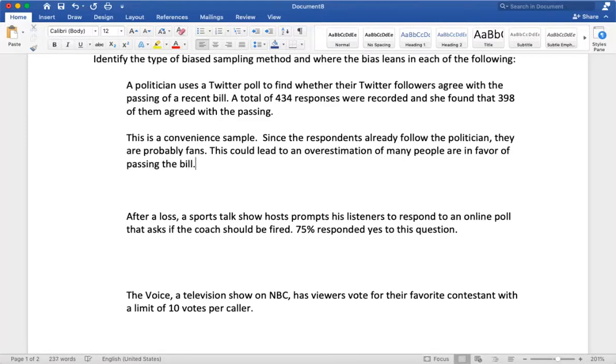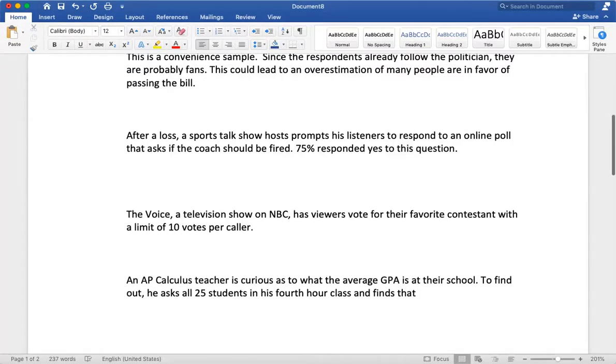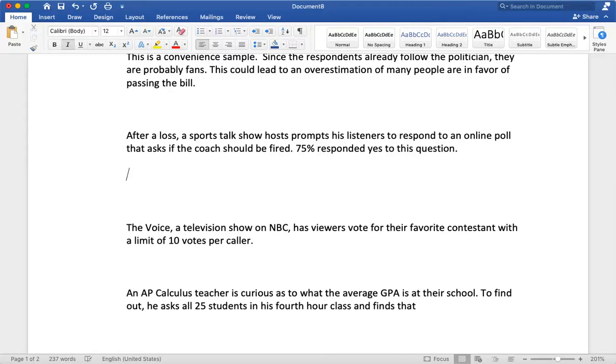Okay, that is the gist of what we're doing here today. The next one: after a loss, a sports talk radio show host prompts his listeners to respond to an online poll that asks if the coach should be fired. 75% responded yes to this question. So this one required some effort on the listeners' parts. They had to stop listening to the radio show, get on a phone, laptop, whatever, go to that online website, and then respond to the poll.